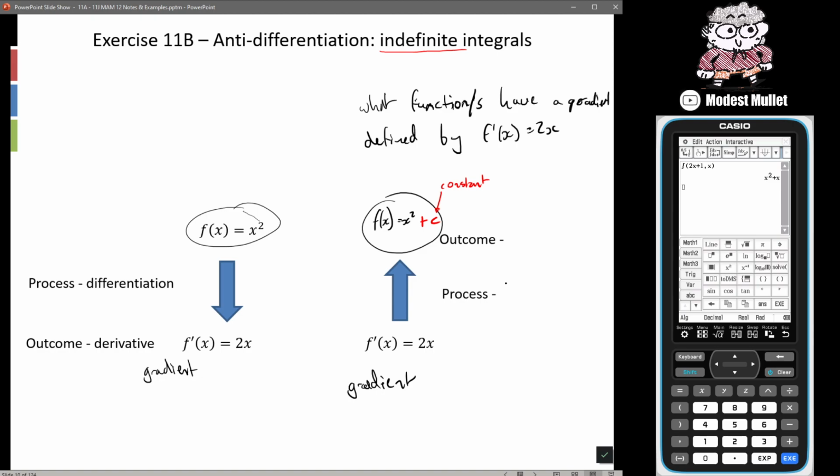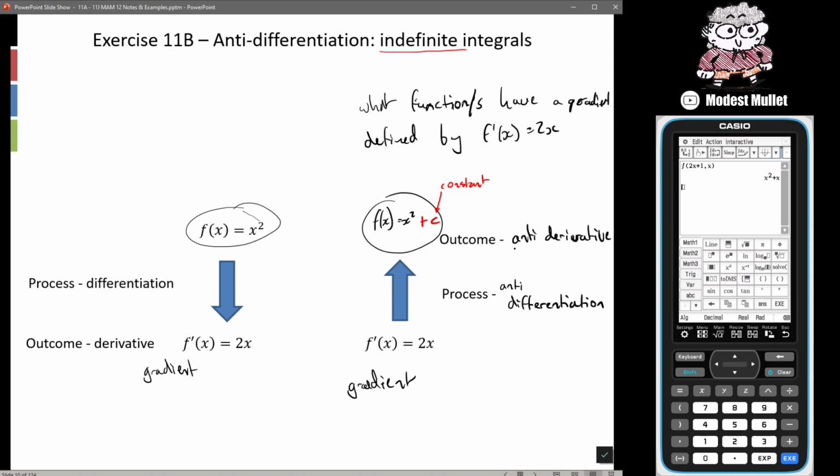What is this process called? Well, very imaginative name. It is called anti-differentiation. And this function that we get out is called the antiderivative, or also called an indefinite integral. But we'll just leave it as called an antiderivative at the moment.